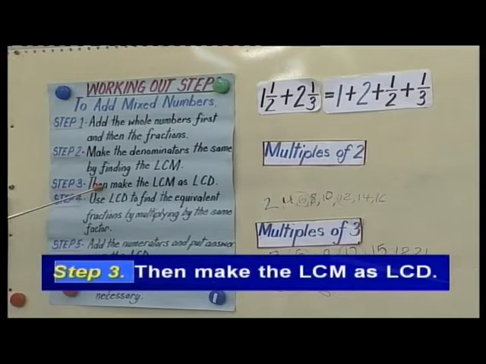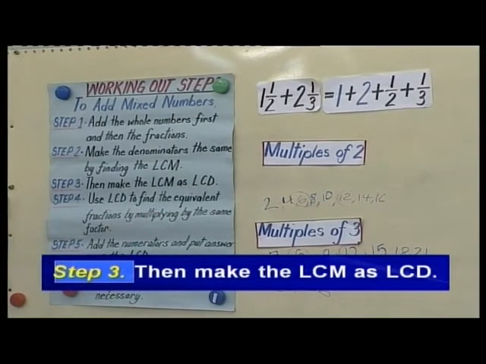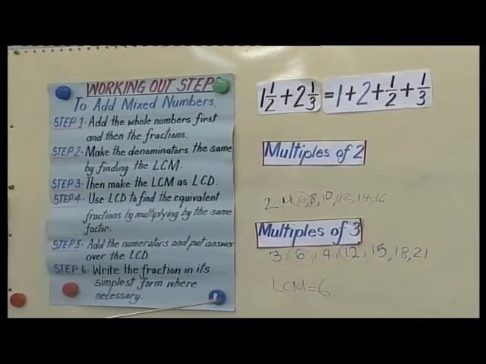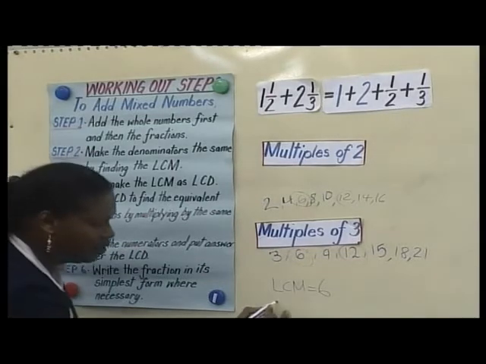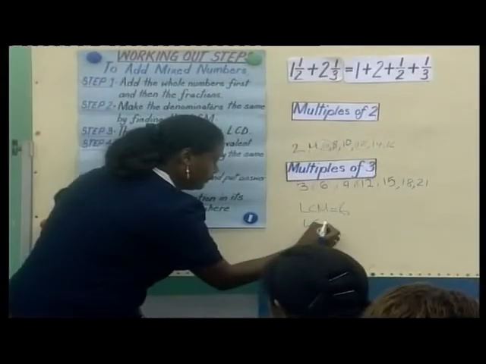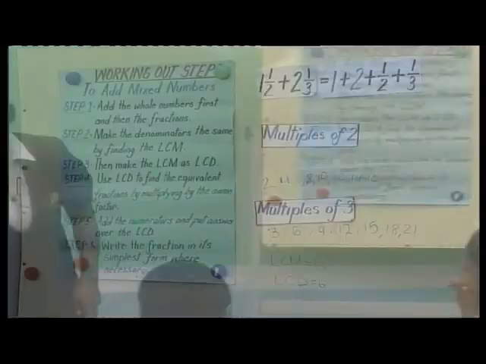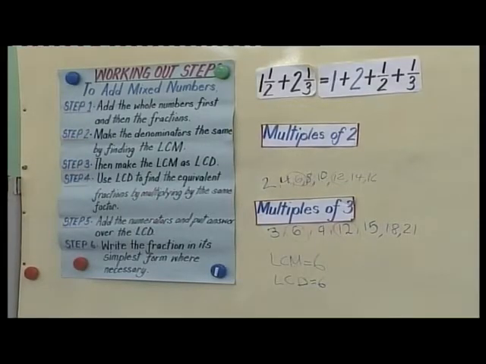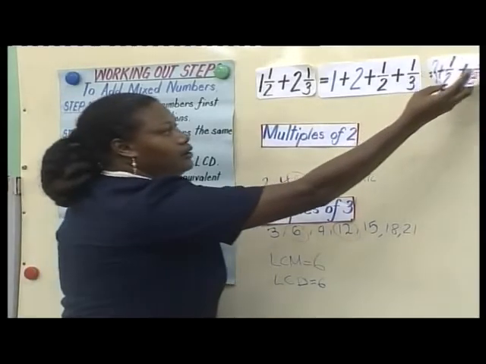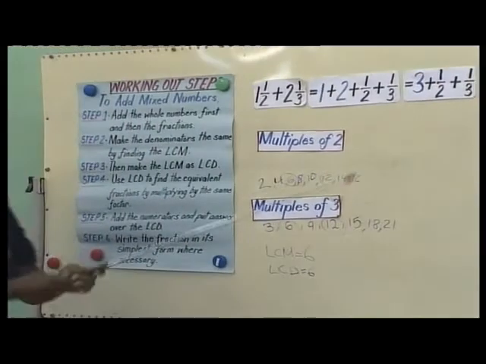Well done. Step 3, we make the LCM the LCD. LCD meaning it will be used as the common denominator. So we have already added the whole numbers. So 1 plus 2 is equal to 3.